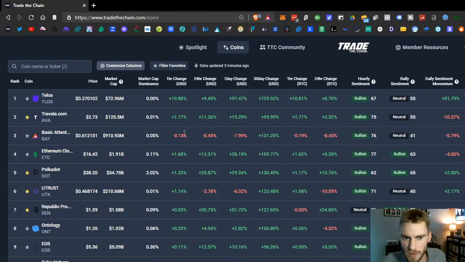This is an interesting one, basic attention token. That's the Brave browser, by the way. Let's pass on that.